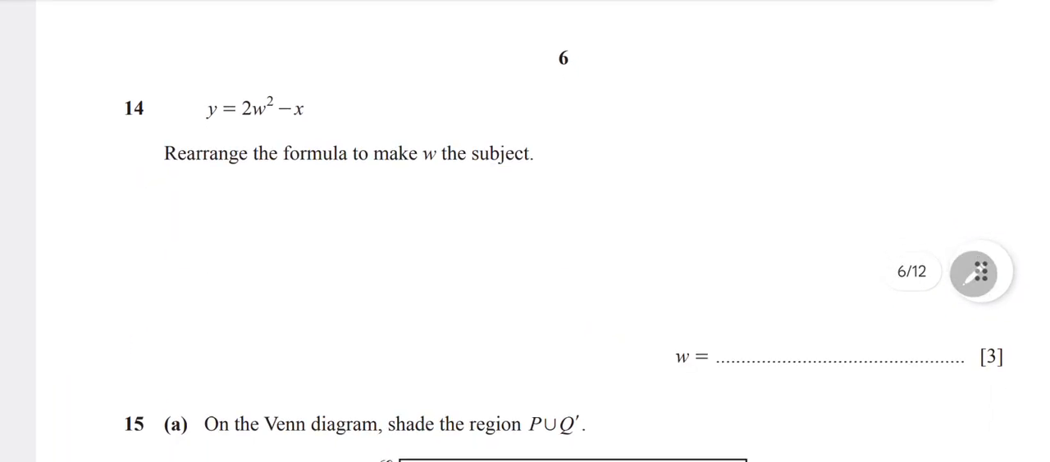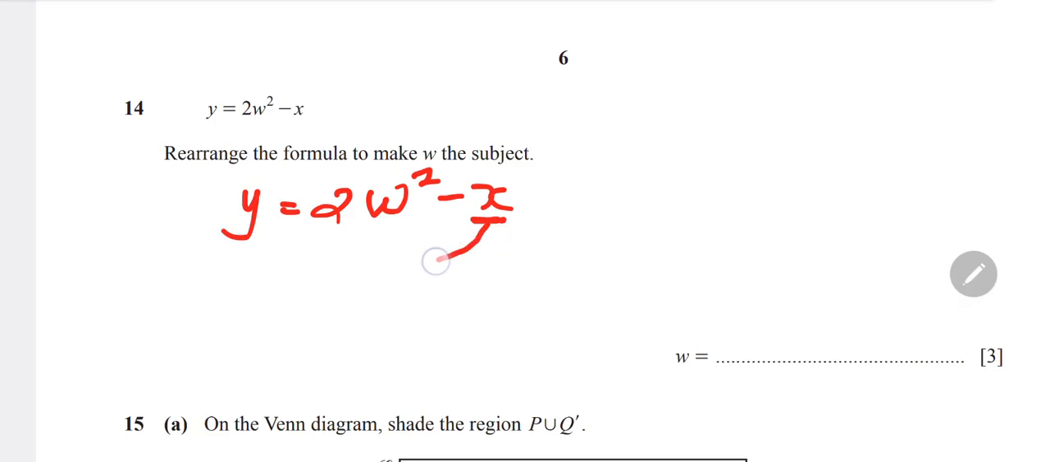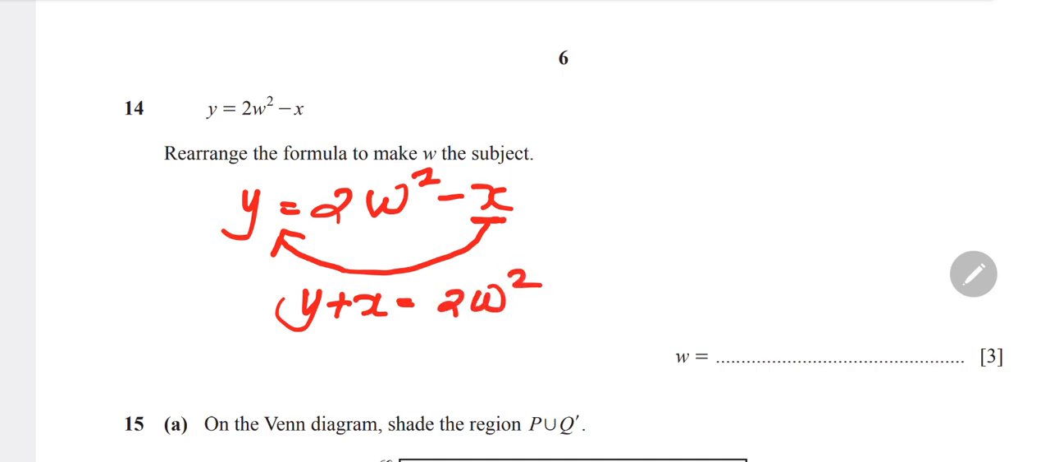Now question number 14, we have to rearrange the formula in terms of w. We have y is equal to 2w square minus x. So first this x, which is negative, goes to this side. So y plus x is equal to 2w square.